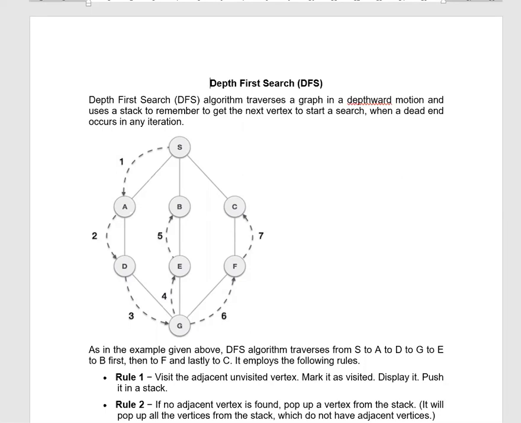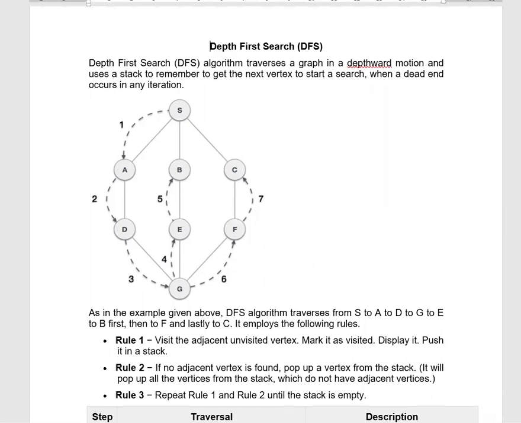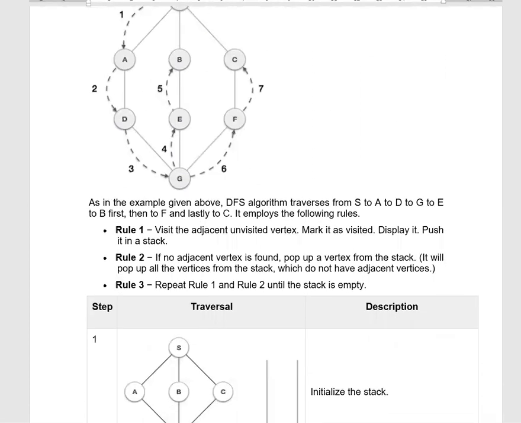So first, depth first search algorithm traverses a graph in a depthward motion and uses a stack to remember to get the next vertex to start a search. When a dead end occurs in any iteration, as in the example given above, the DFS algorithm traverses from S to A to D to G and to E and then to B first, then finds F and lastly to C. सो देखते हैं अपन इसको ये कैसे सर्च करता है. इसके कुछ रूल्स होते हैं. There are some rules for depth first search.